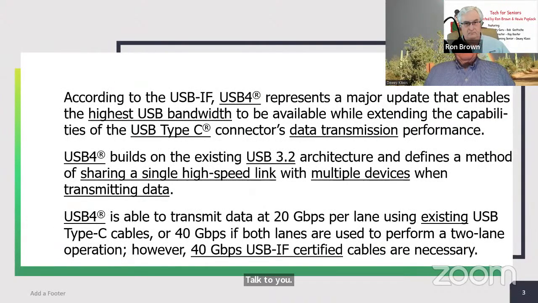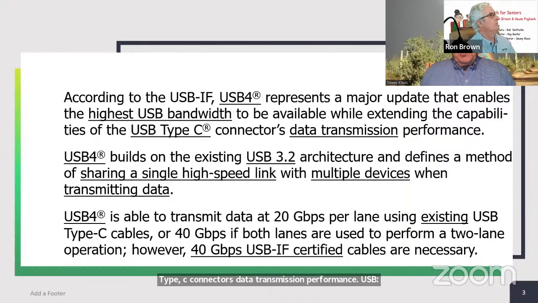According to the USB-IF, USB 4 represents a major update that enables the highest USB bandwidth to be available while extending the capabilities of the USB Type-C connectors' data transmission performance. USB 4 builds on the existing USB 3.2 architecture that was as sophisticated as it got at that level, and defines a method of sharing a single high-speed link with multiple devices when transmitting data.